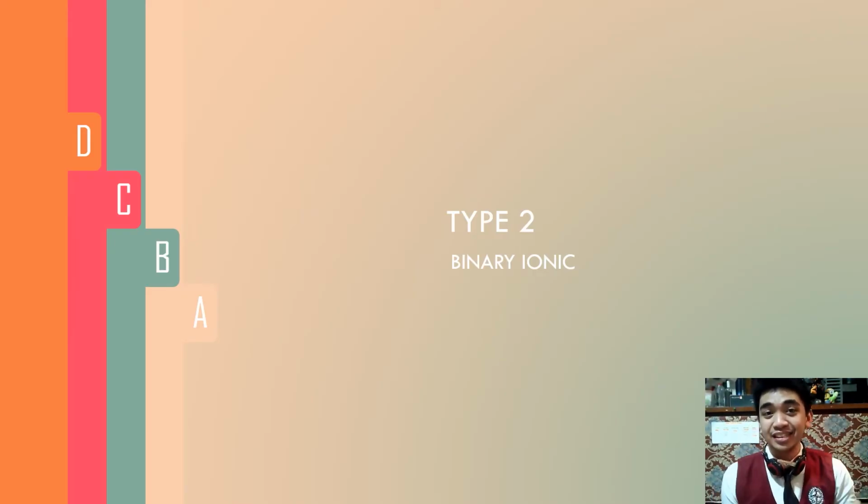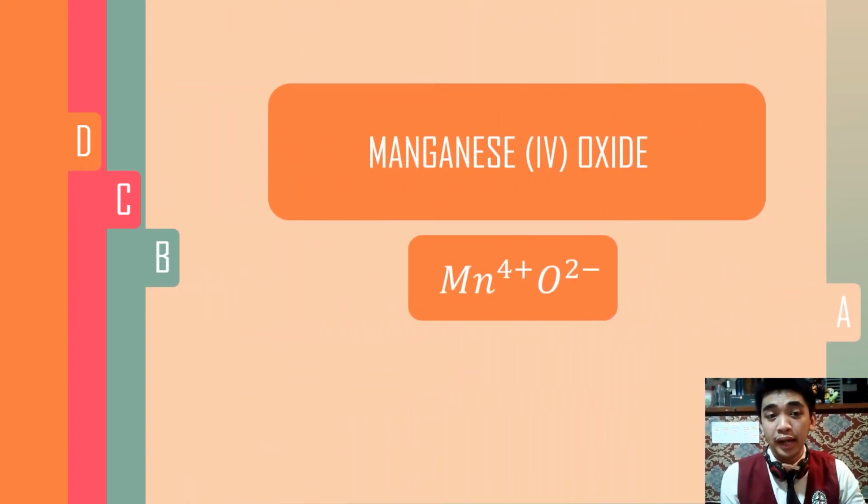Hey guys, we will now discuss the type 2 binary ionic. So let's get started. Our example will be manganese 4 oxide. Just like the other example, the first step is to determine its elements. So it's Mn with a positive 4 and O with a negative 2.